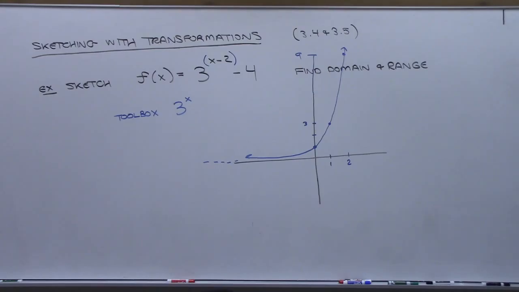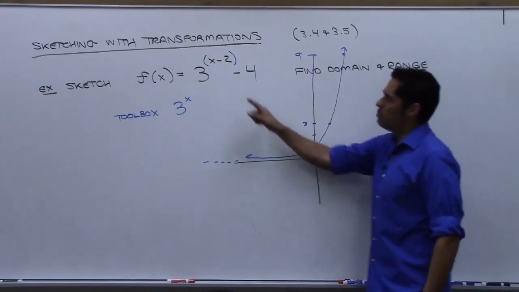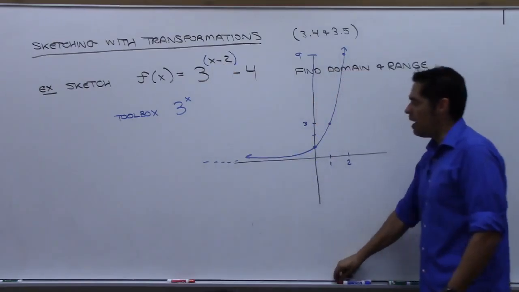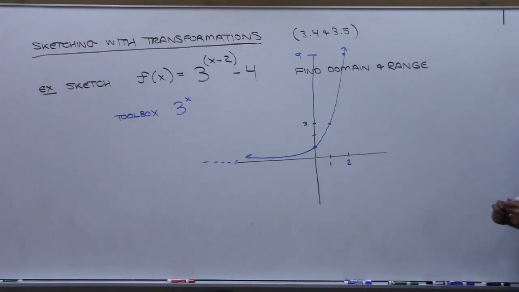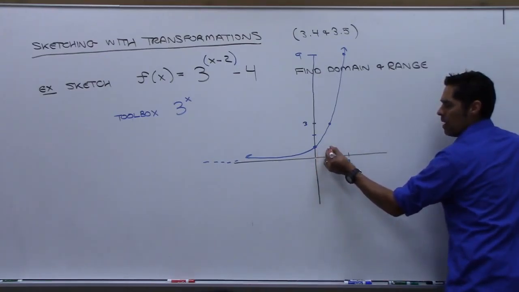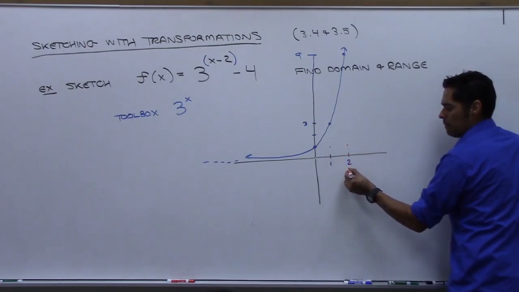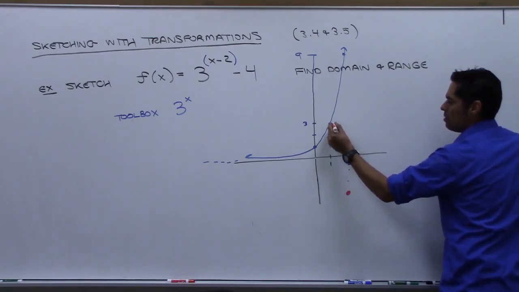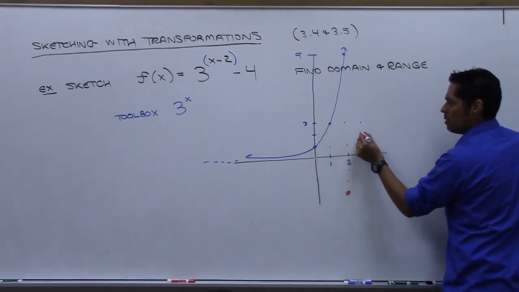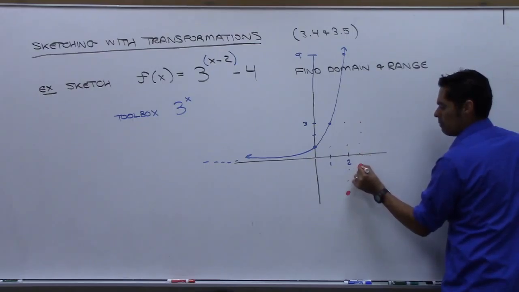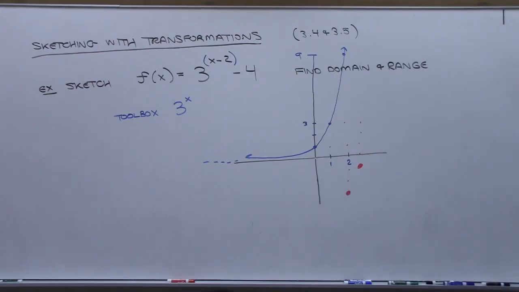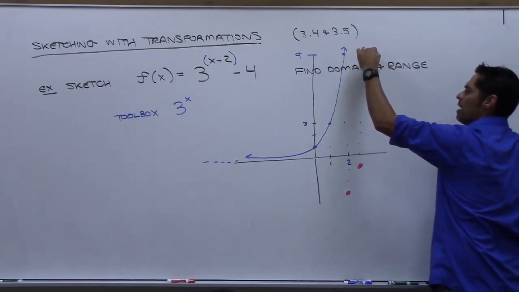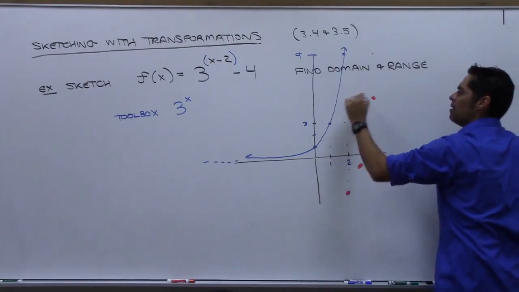That's the toolbox function. Now let's move it to the right 2 and down 4. So right 2, every point goes to the right 2 and down 4. How about we take this point right here, move it to the right 2, down 4, right there. Agreed? This one right here, to the right 2, down 4. Right there. What about this one? Right 2 and down 4. If I move it down 4, it'll be somewhere around here, like at 5.